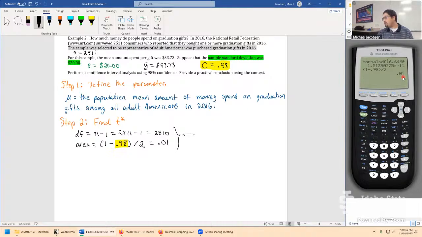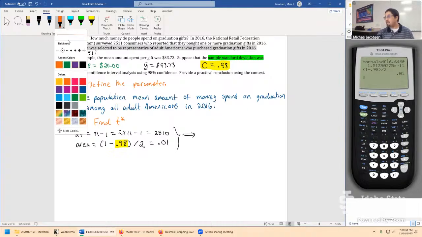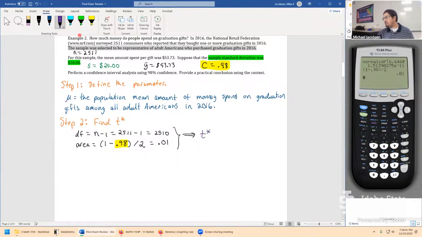Take both pieces of that information and we'll get T star. So we'll use inverse T distribution. So back to second vars. Inverse T is option number 4, right under inverse norm. You would use inverse norm if you're computing a Z star, but we have a whole table for common Z star values, so we often didn't do that. So for inverse T, area goes in first. Should have done that part first. 0.01 for area. Degrees of freedom, 2510.